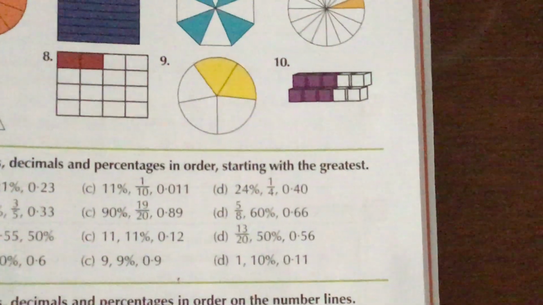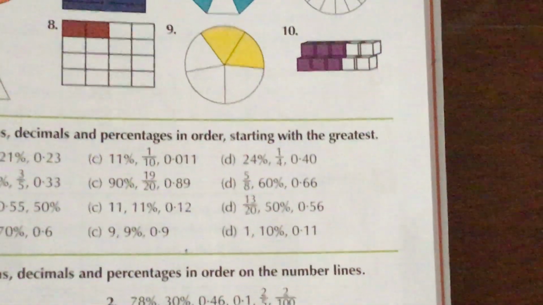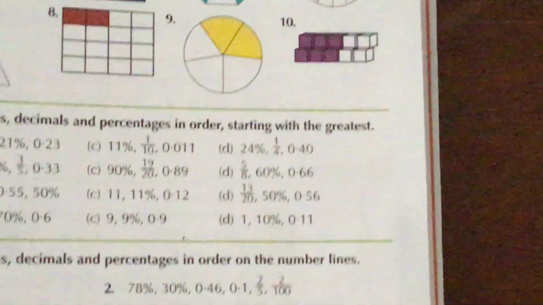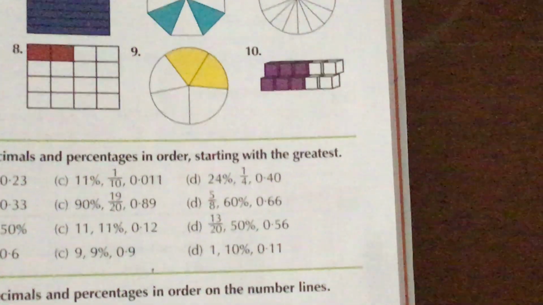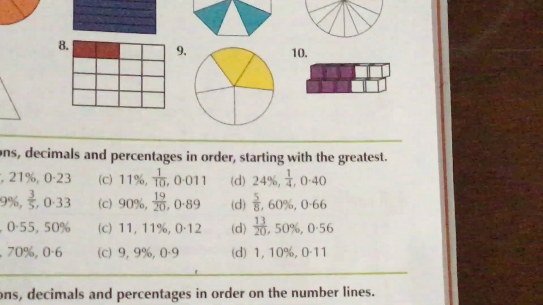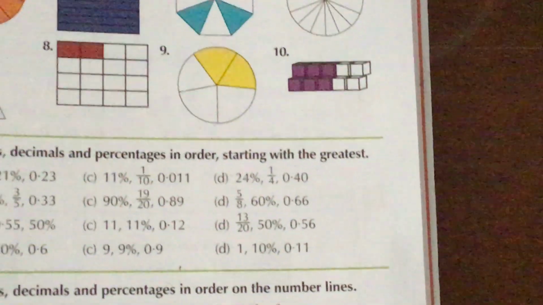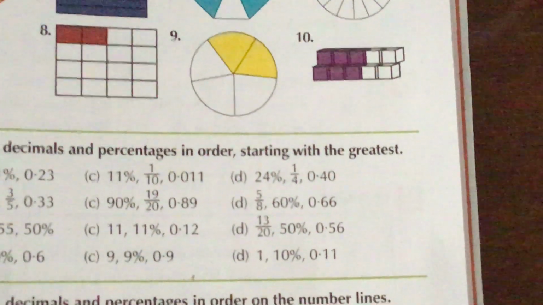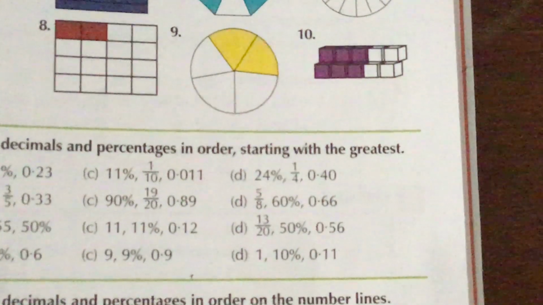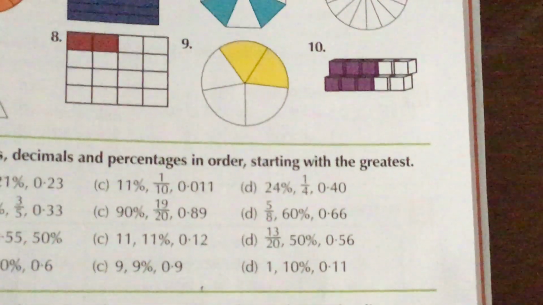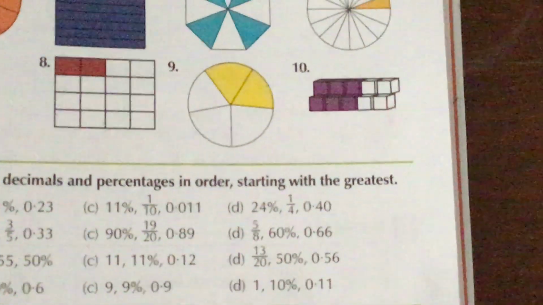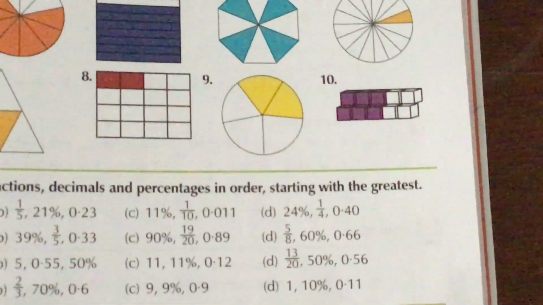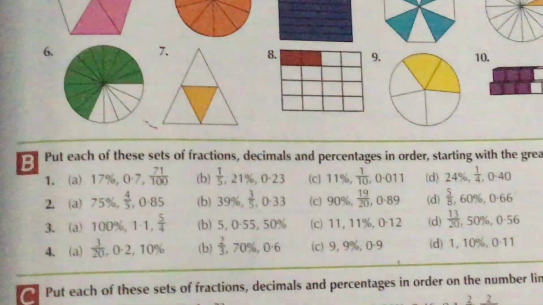Note, I do not put down my worked out answers. I use my rough work to work out the value in percentage for a quarter and 0.40, but when I'm writing my answer, I must use the values the way they're expressed here: 24%, a quarter, or 0.40. So the greatest was 0.40 because it was 40%. Then followed by a quarter because that was 25%, and then we end up with 24% because that's the lowest in value.